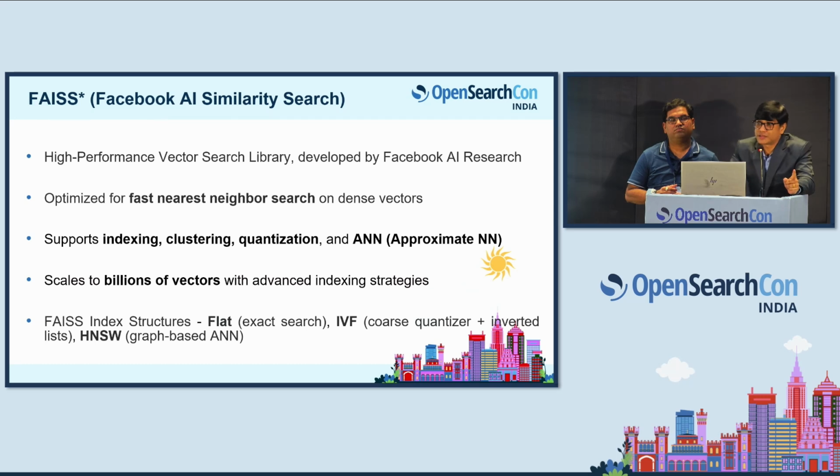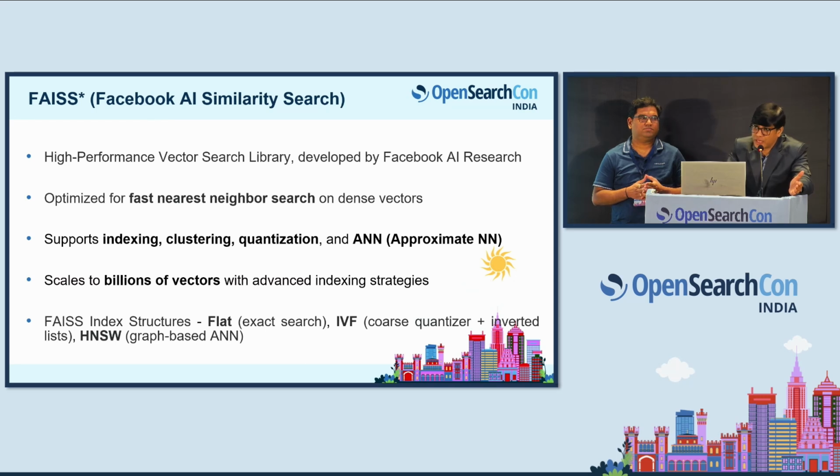So FAISS supports it. FAISS has different quantization techniques available. As I said, scalar quantizer, and I think we have binary quantizer as well. Other than supporting quantization, as I said earlier, it supports ANN, approximate nearest neighbor. And definitely it has the potential to scale to billions of vectors with advanced indexing strategies.